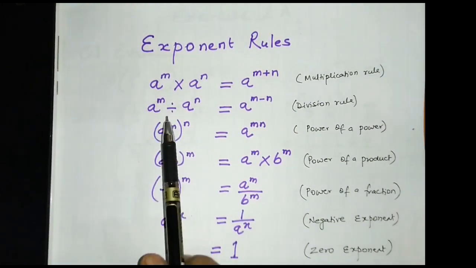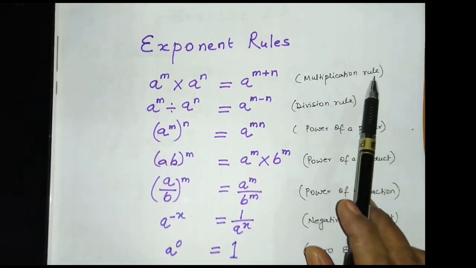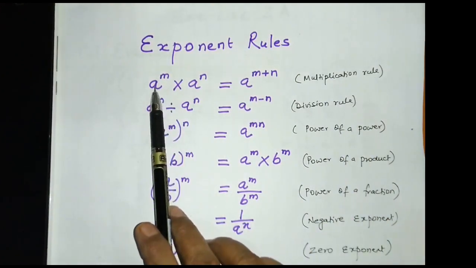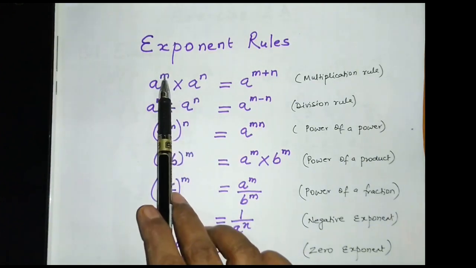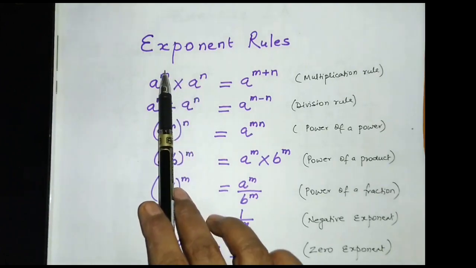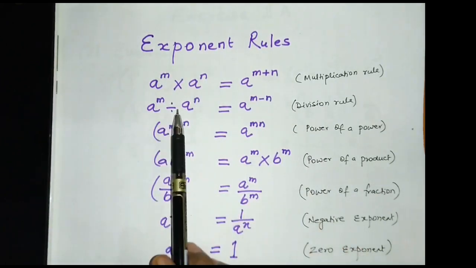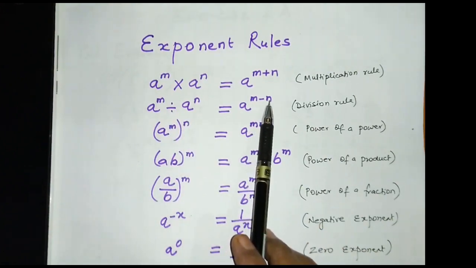If two terms are multiplied, the multiplication rule has to be followed. They have the same base, so their powers are to be added. In multiplication, we will add the powers. In division, we will subtract the powers.